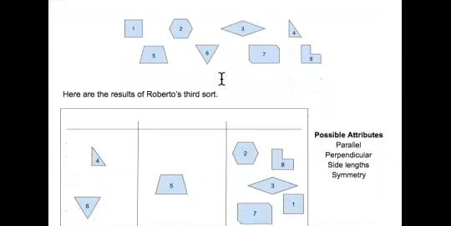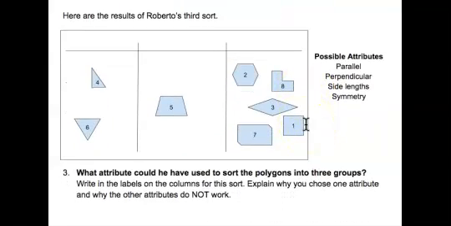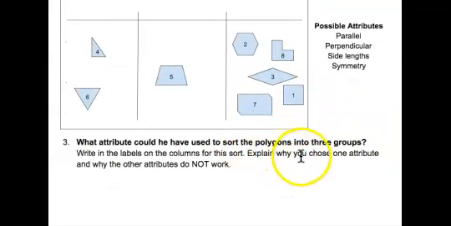Okay, here's the third sort. It's the 3-part column. He already sorted the polygons for you, and here's where you need to write the 3 possible attributes. Again, you're going to explain why you chose the attribute here that could not work for these 2 columns with different polygons.